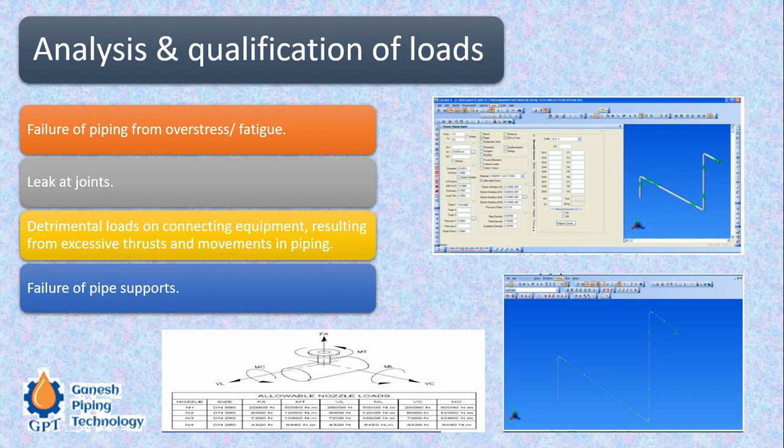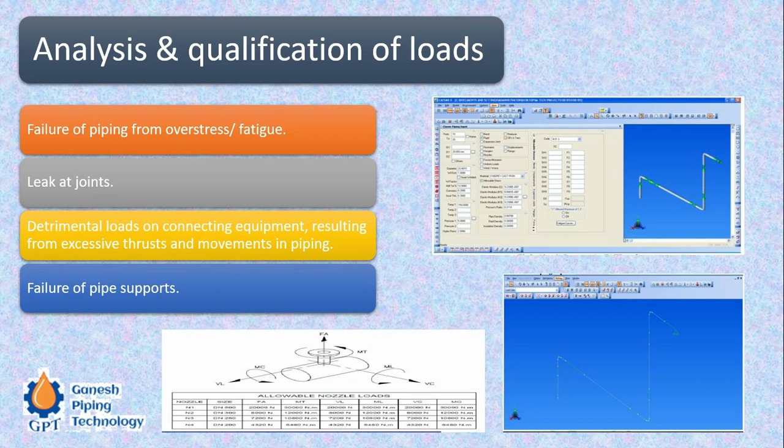Detrimental loads on connecting equipment resulting from excessive thrust and movement of piping. We have seen that the terminal points, which are the nozzles, whatever loads are exerted on those terminal points should be within the safe limit, within the capacity of those nozzles. For example, the nozzle capacity is designed to take 5 tons of load, and if the pipe terminal point is exerting more than that, then we have to minimize this load by changing the support position, and so many other actions are needed for that.